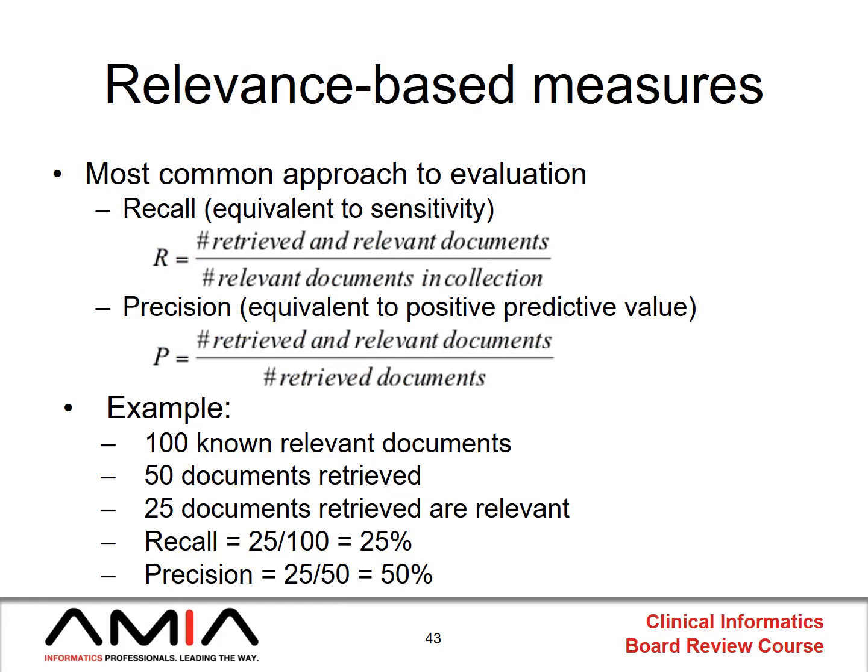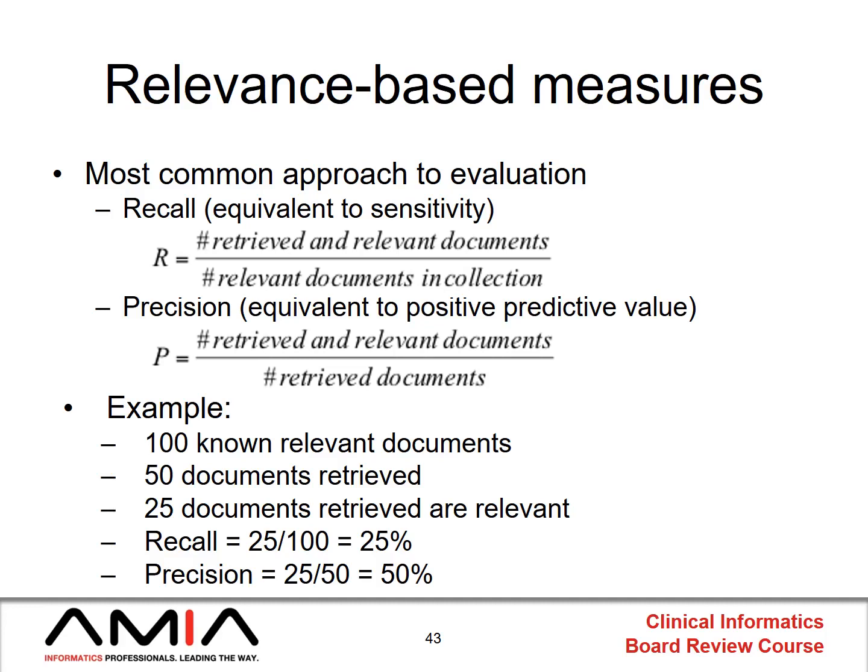So let's define the metrics of recall and precision and give an example of their use. Recall is the number of documents or articles retrieved and deemed to be relevant divided by the total number of relevant articles, and this is actually equivalent to the diagnostic test measure of sensitivity, recall and sensitivity being equivalent. And precision is the number of retrieved and relevant documents divided by the number of retrieved documents in the search.